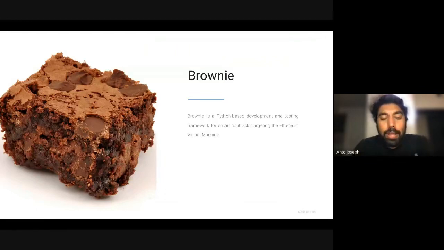Now, let's look at Brownie, because we just used a web browser and a browser extension, which is our wallet, to interact with a smart contract. And the web browser displays the front end to the smart contract, which are called dApps. What if we want to directly interact with smart contracts? So Brownie is a Python-based development and testing framework for smart contracts targeting the Ethereum virtual machine.